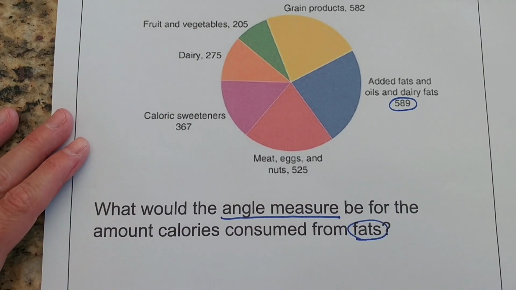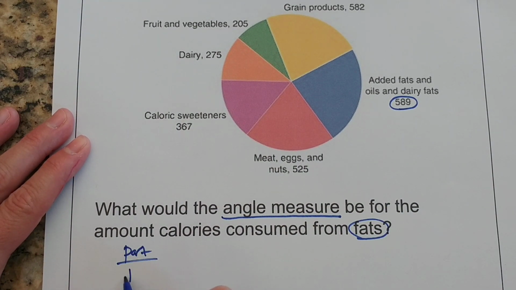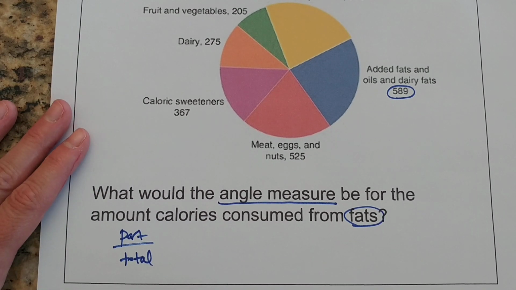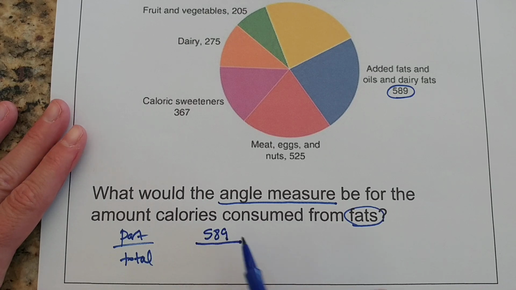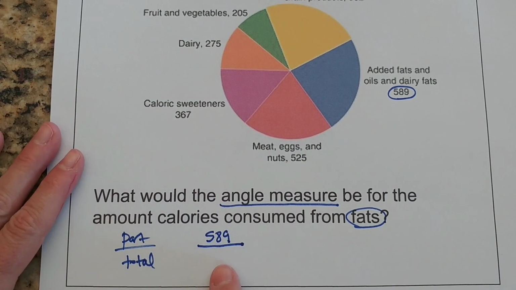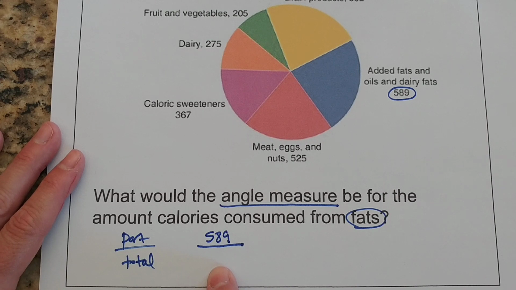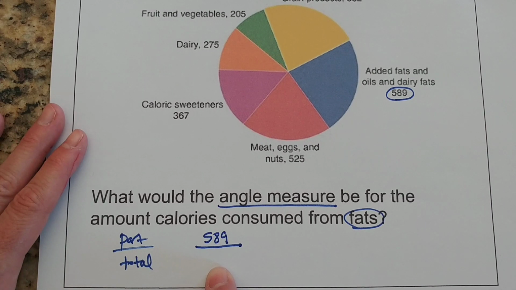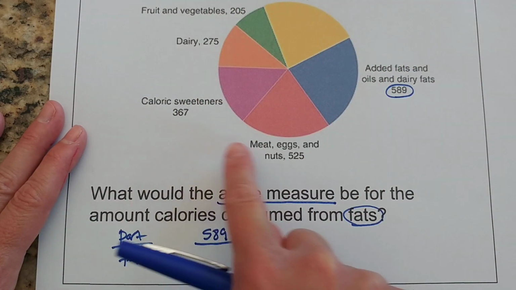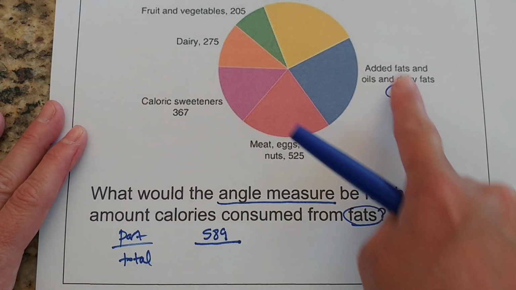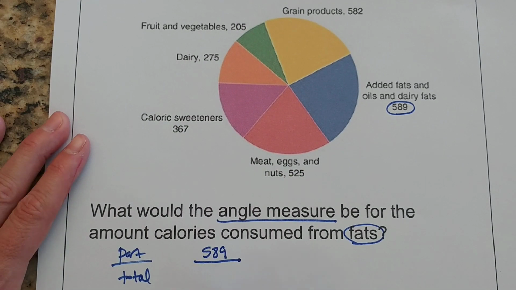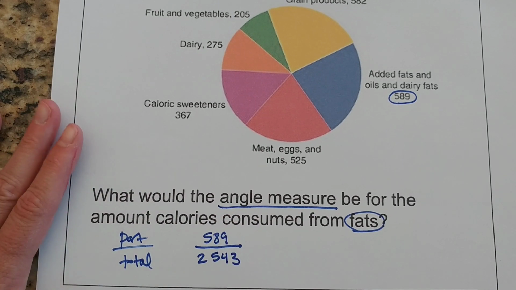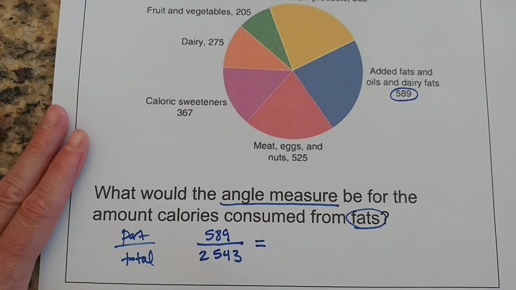So to get a percent, I would need a part out of a total. Do we know the part? Yes, we know that 589 calories came from fats in the diet. But what's the total? Here we're going to have to figure out the total because it doesn't tell us like in the last one. So we would have to add up all of these numbers to get the total. If you added up all of the numbers in each of the sections here to get the total calories, you're going to get 2,543 calories. So here's my part out of total. Once I have that, I can figure out the percent.